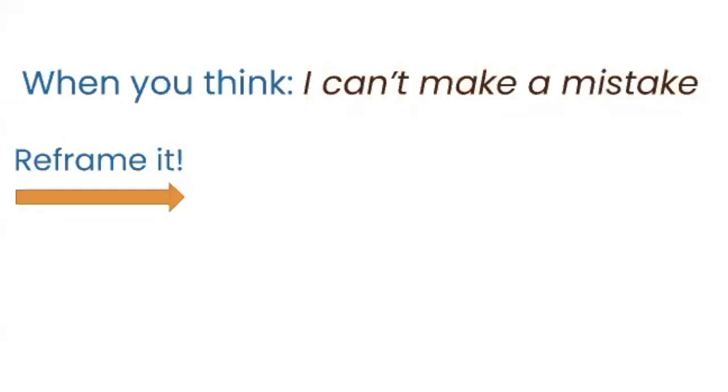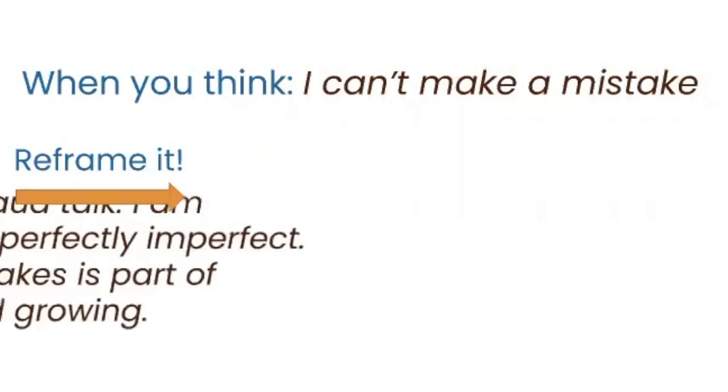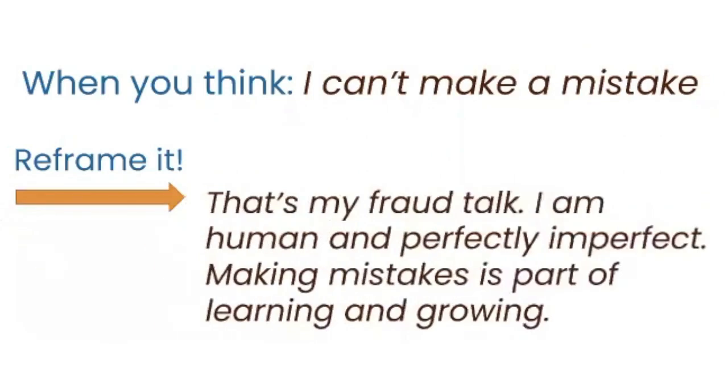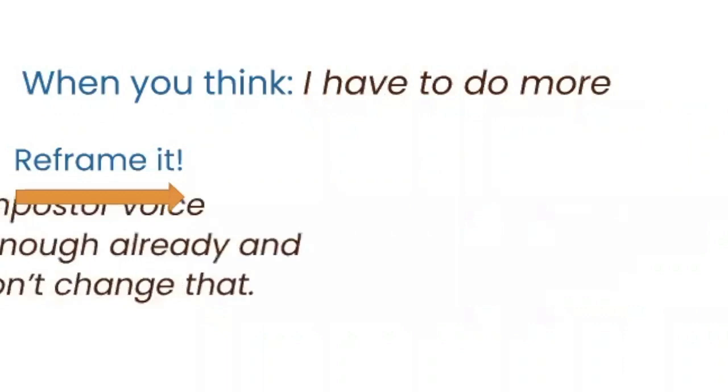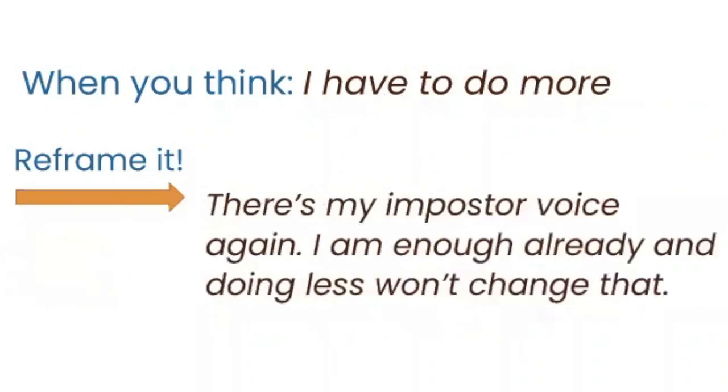Let's say you're a perfectionist and you're telling yourself, I can't make a mistake. Here's what identifying and recrafting this thought would sound like. That's my fraud talk. I am human and perfectly imperfect. Making mistakes is part of learning and growing. Or let's say your subtype is superwoman and you're telling yourself, I have to do more. Here's a possible response. There's my imposter voice again. I am enough already, and doing less won't change that.